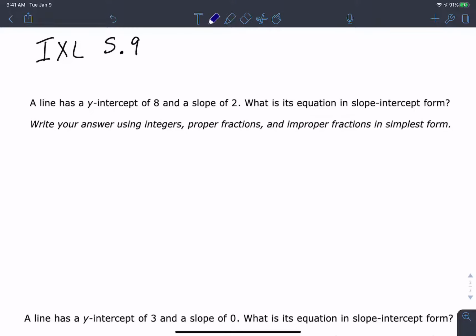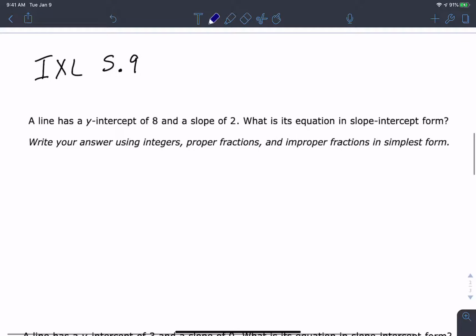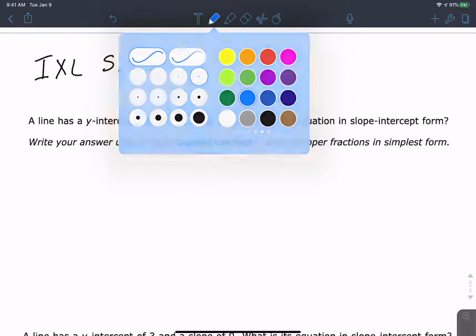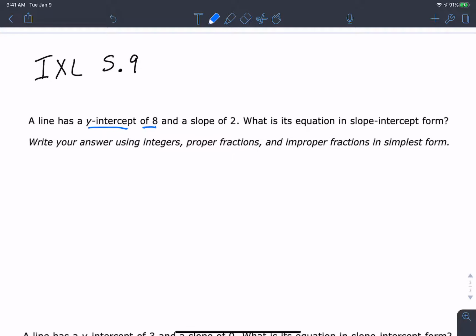All right, IXL S.9. Here they're telling us that our y-intercept is positive 8, and we also have a slope of 2. What's the equation in slope-intercept form?